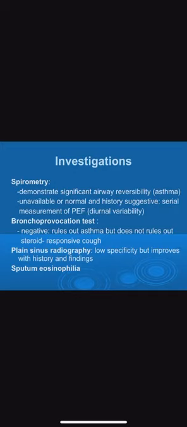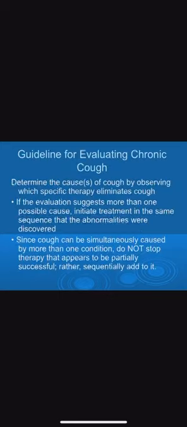Plain sinus radiograph for the patient with post nasal drip. Sputum eosinophil for diagnosis of asthma or eosinophilic bronchitis. So, the guideline for evaluation of chronic cough: first, we determine the cause of the cough by observing the response to specific therapy, and then start specific therapy. If the evaluation suggests more than one possible cause, we initiate treatment in the same sequence that the abnormalities were discovered.